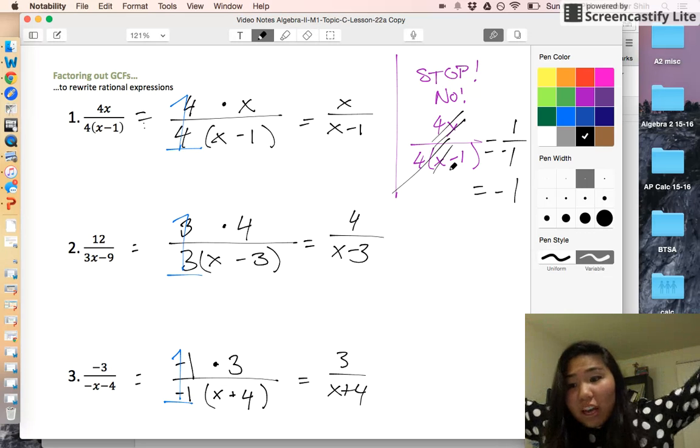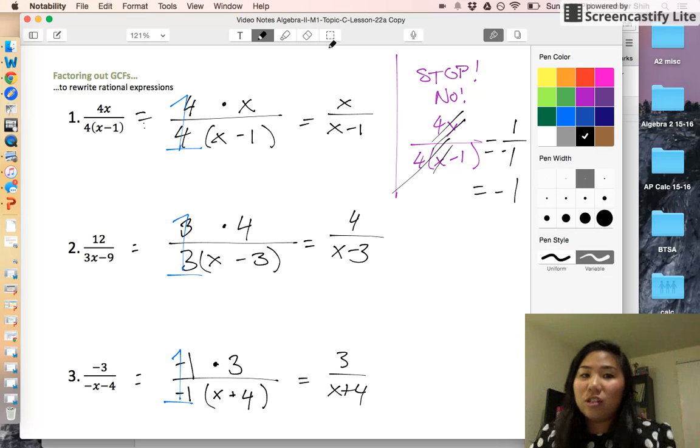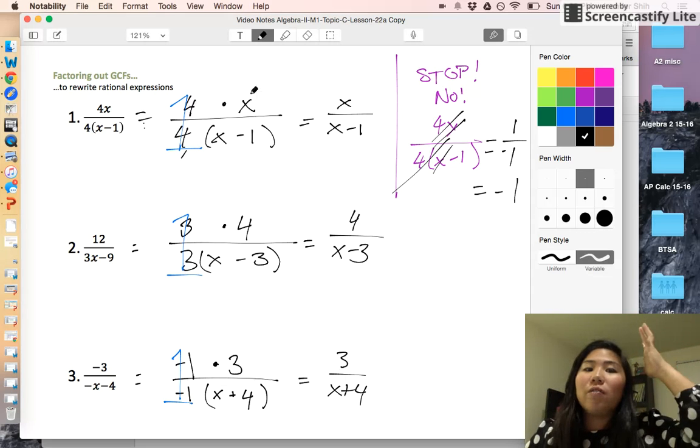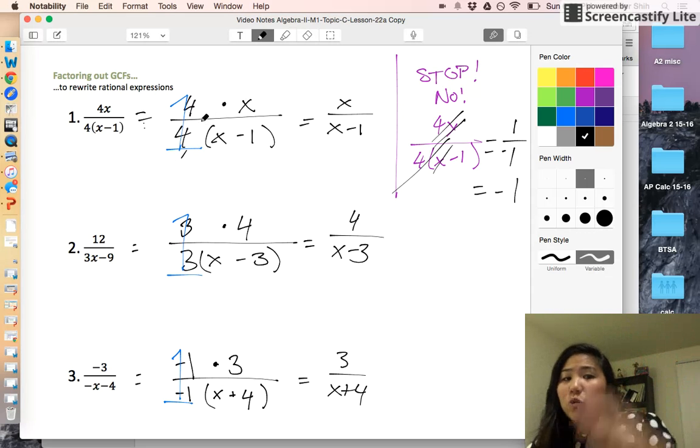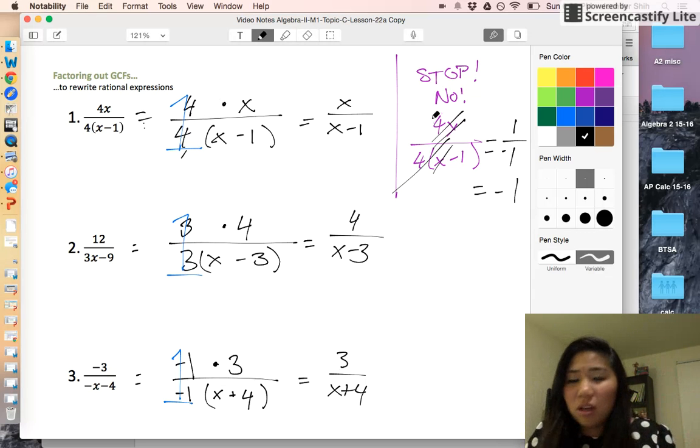You can cancel out factors. If you notice over here, 4 is a factor of 4x. 4 is a factor of the denominator, so you can separate them by factors, and then you can cancel. But you cannot cancel a factor out of here and half of a factor in here, because a factor is x minus 1, not just x. So that is a very common misconception.